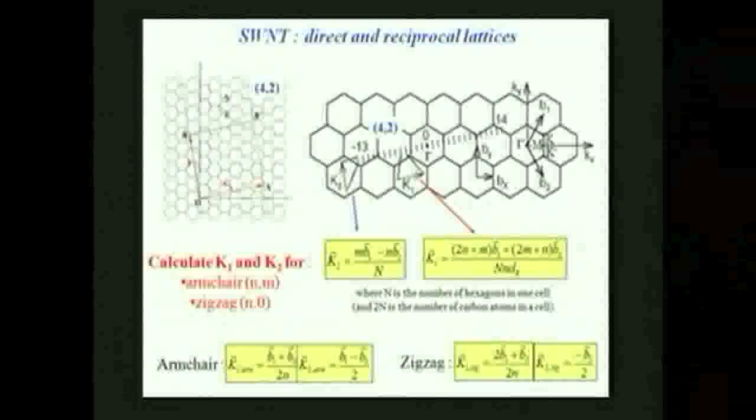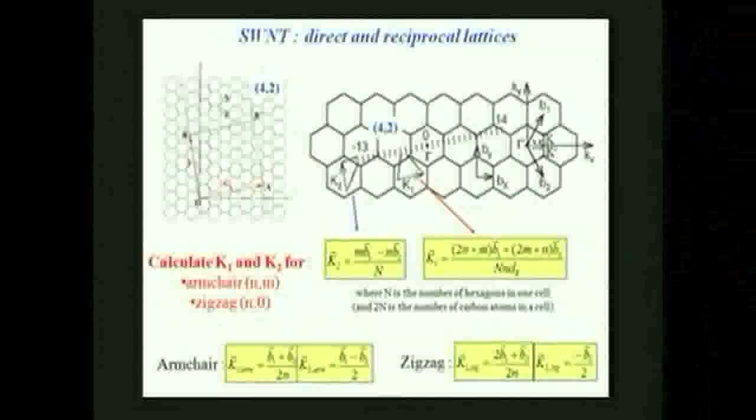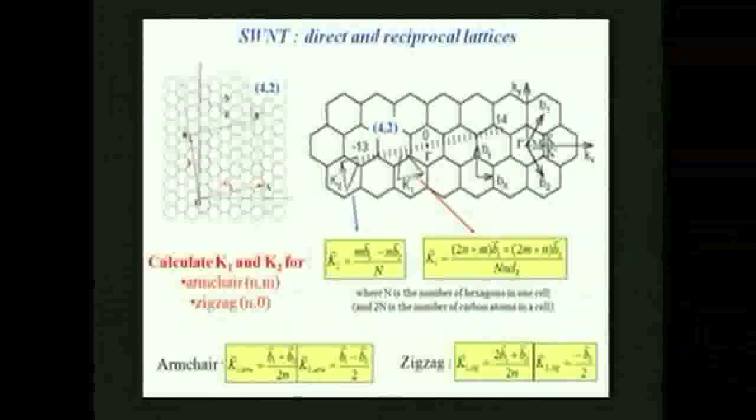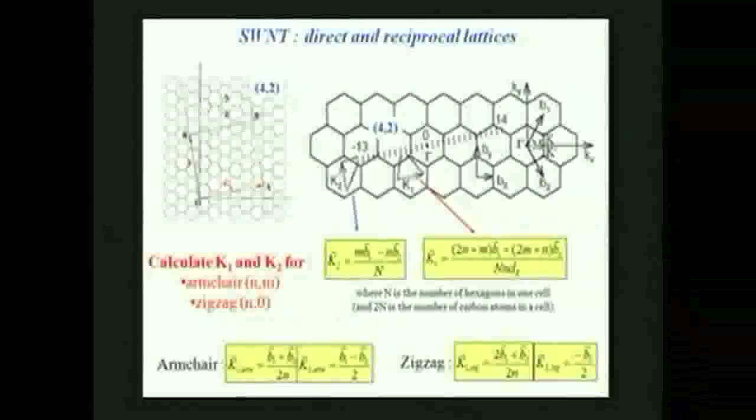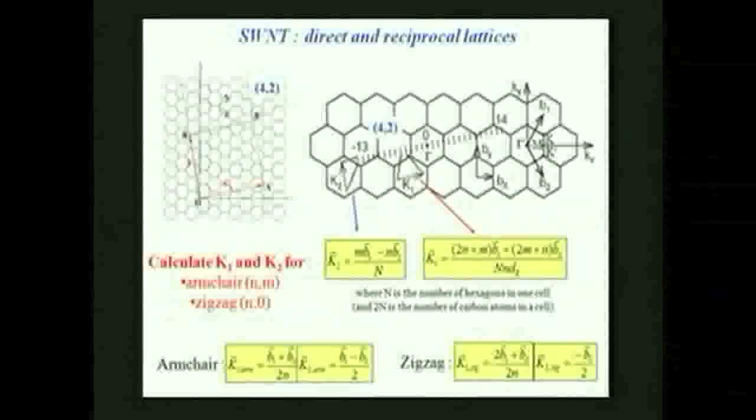Here is the result for zigzag. So it's not exactly the same K1, not exactly the same K2. It's normal. You don't have the same symmetry, so you don't have the same orientation of CH and T. You don't have the same expression for CH and T. So you find some slightly different expressions for K1 and K2.